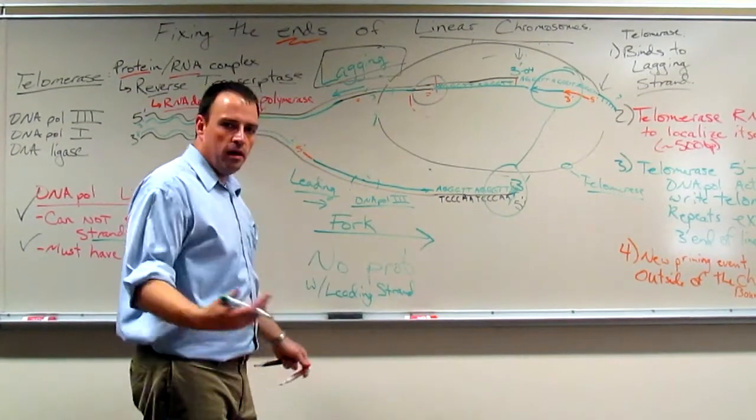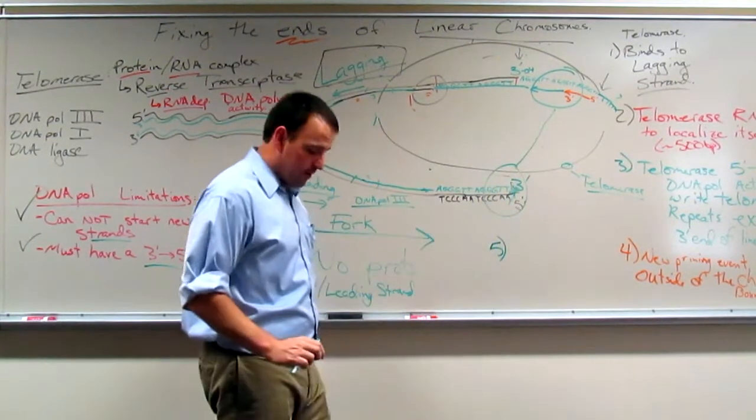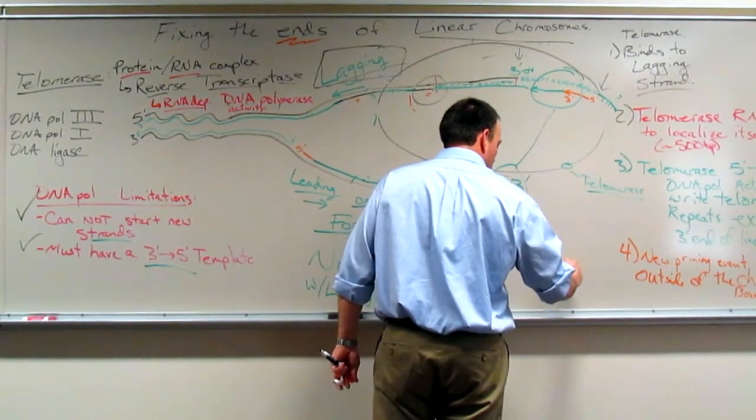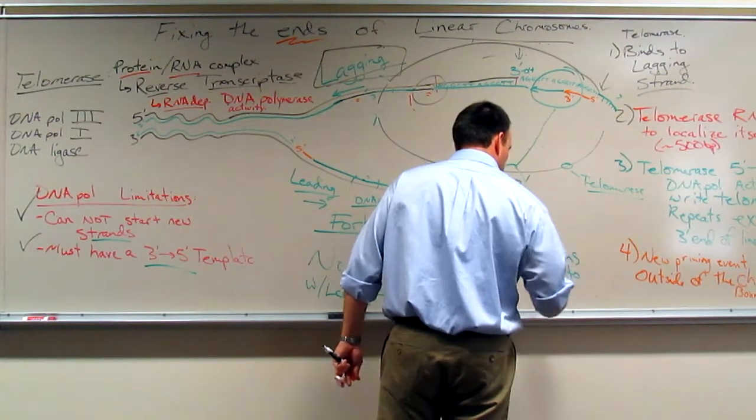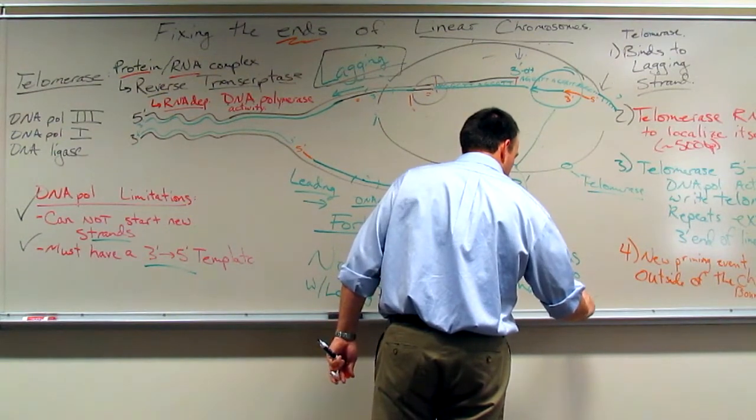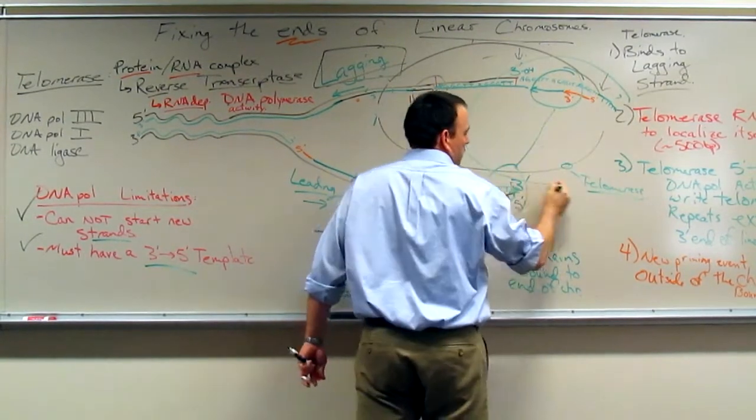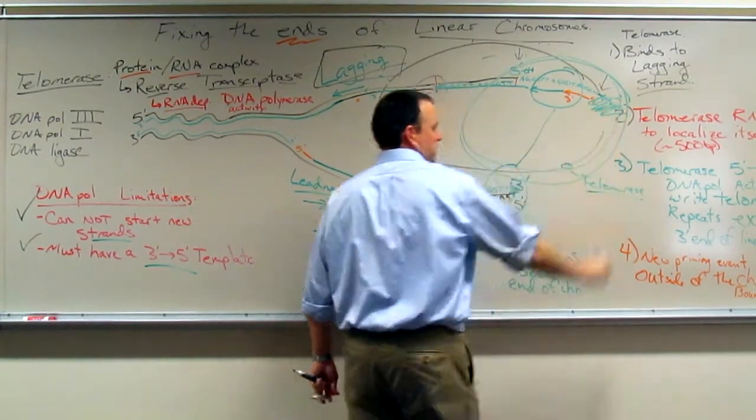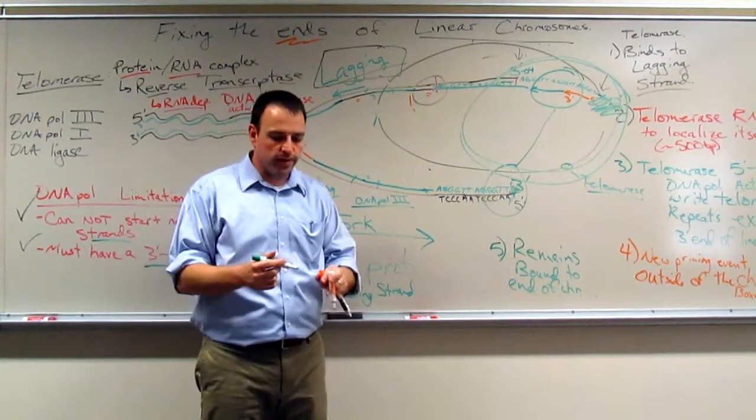Okay? So the last thing telomerase does is probably not really remarkable. Telomerase remains bound to the end of the chromosome. So telomerase stays right here at the end, guarding all of this single-stranded DNA and maintaining the integrity of this chromosome from being destroyed by enzymes.